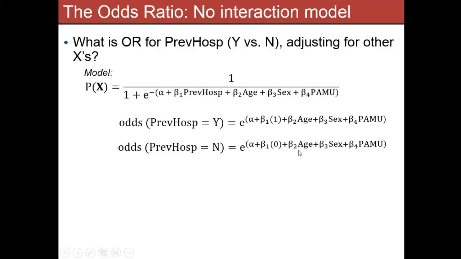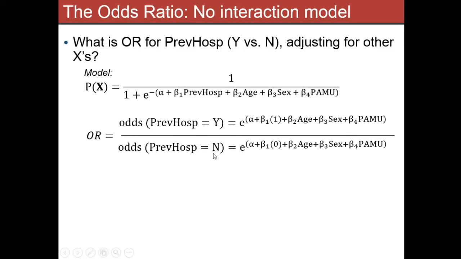When you're not previously hospitalized, it looks like this. It's the same model again, but it's a 0 here. Everything else is the same. I'm blind to it right now. I just want to say, what's the model like under these 2 scenarios? And so it turns out, what's the ratio of 2 odds? Well, that's an odds ratio.